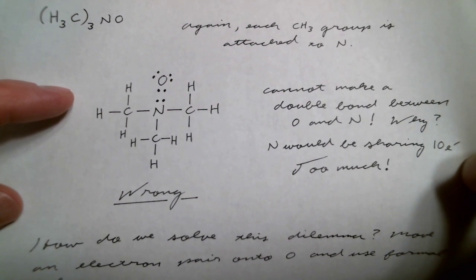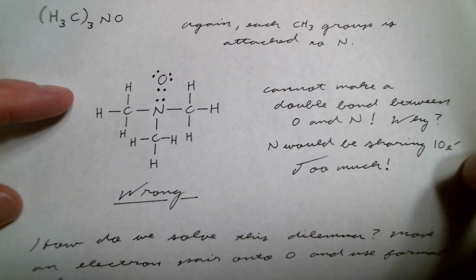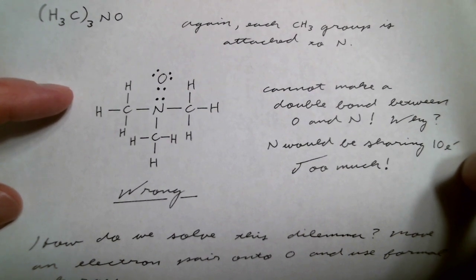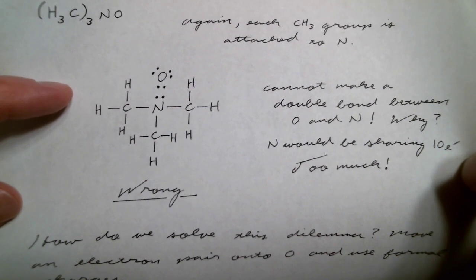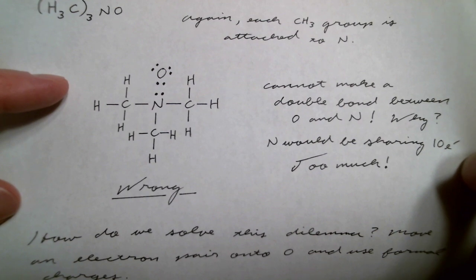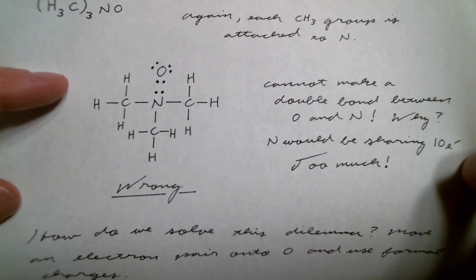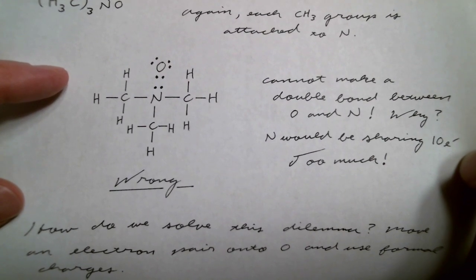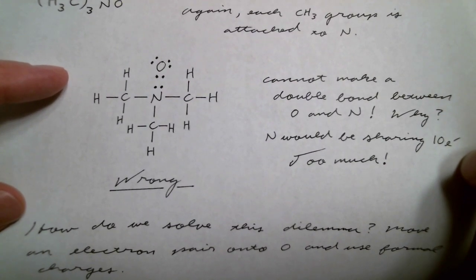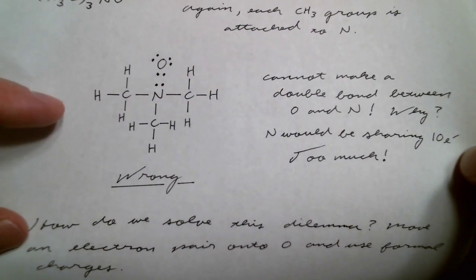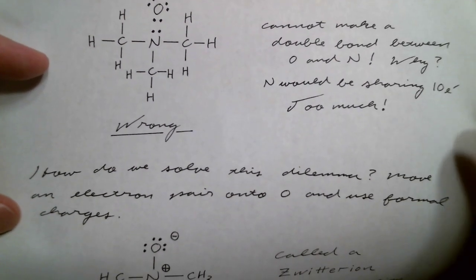And why is that? Because if we did, nitrogen would be sharing a total of 10 electrons, and that's too much for a second row atom. We can't expand their octets. There just aren't orbitals available to accept those electrons. We can do that for third row p block elements, and we'll see that here soon. So how do we solve this dilemma?